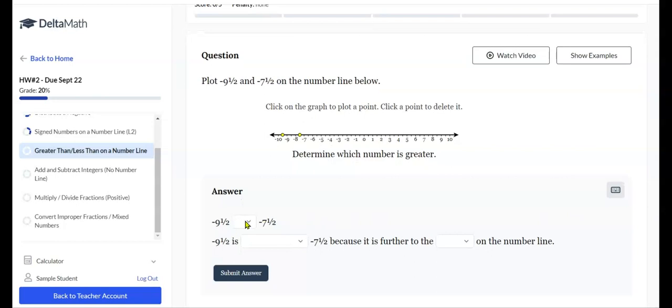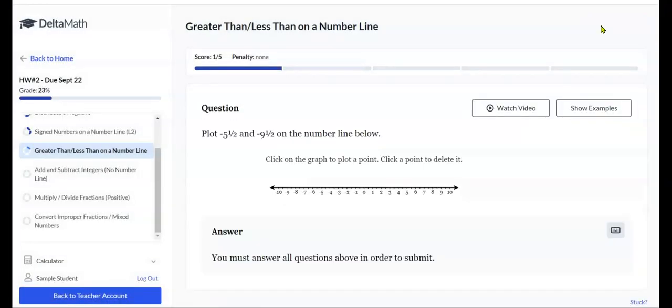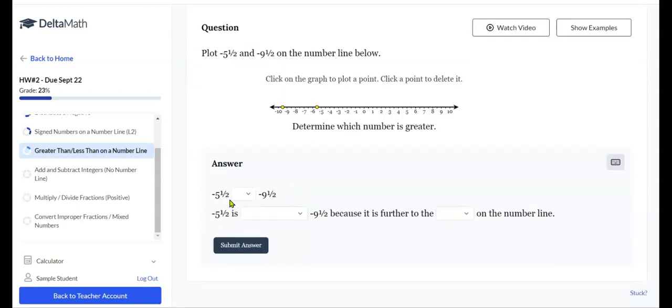They want to know if negative 9.5 is greater than or less than negative 7.5. Well, anything that's closer to 0 is bigger. So negative 9.5 is further to the left, so that makes it less than. Negative 9.5 is less than negative 7.5 because it is further to the left. Let's plot two more. Negative 5.5, negative 9.5, and now they're asking you about negative 5.5. Negative 5.5 is greater than negative 9.5 because it's further to the right.